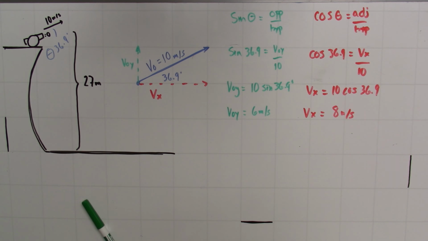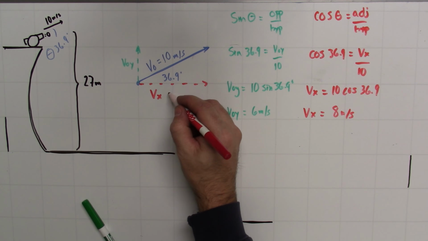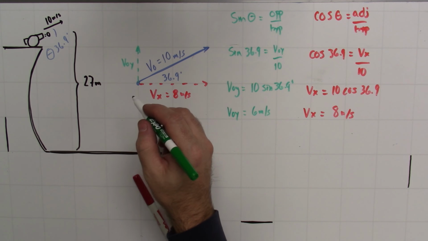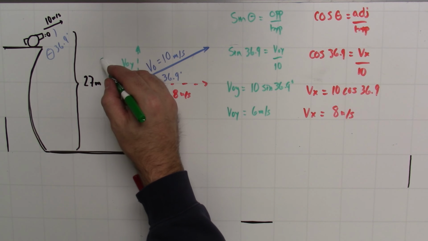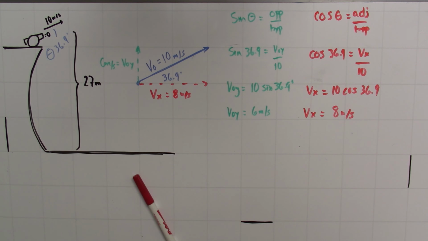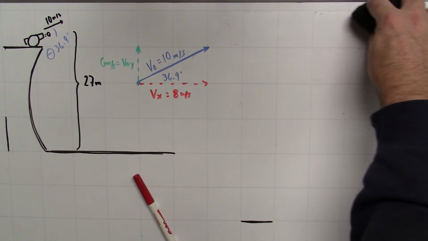So where do we go from there? Well, once we have Vx, which is 8 meters per second, and V0y, which is 6 meters per second, we can answer this next question, which is: what is the maximum height above the cliff? What is the maximum height above the cliff? All right, so the first thing we have to do is make some space. Let's get rid of this.